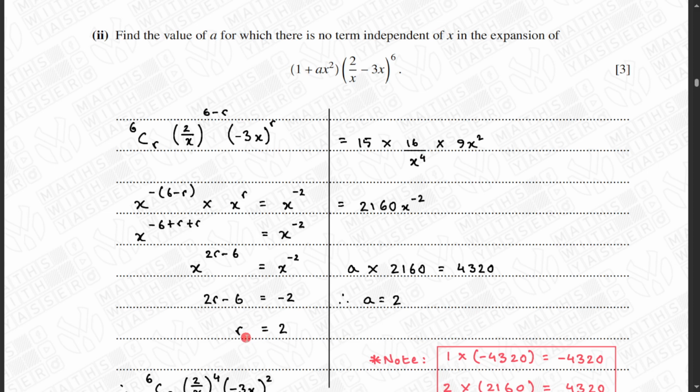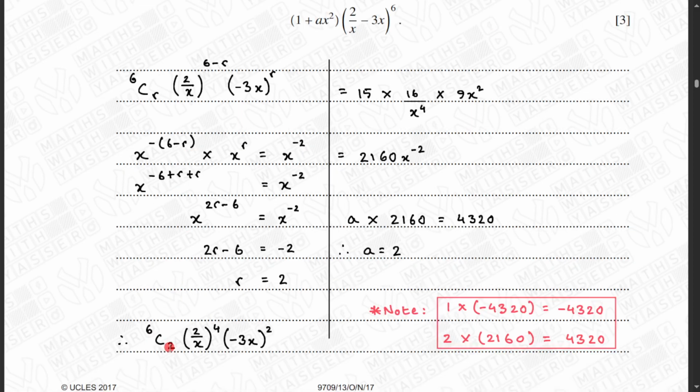Now let's substitute this value of r into this equation. So that will be 6c2 times (2 over x) to the power 4 times (minus 3x) whole square. 6c2 will give us 15, and (2 over x) to the power 4 will give us 16 over x to the power 4, times (minus 3x) whole square, which will be 9x square. Simplifying this, we get 2160 x to the power negative 2. Now I hope you are getting the idea that if ax square gets multiplied with this, there will be another term which is independent of x.